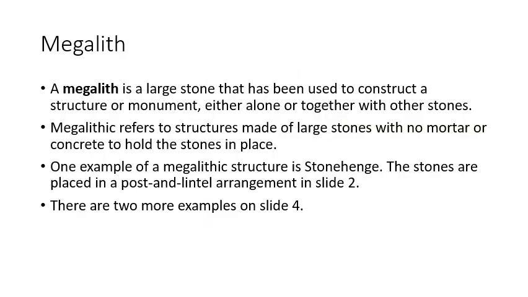Megaliths are stone structures or monuments that can be just a simple post and lintel kind of construction, or it can be something much bigger, as you saw in Stonehenge, where all these individual post and lintel structures were strung together. So there's generally no mortar or concrete to hold the stones together. They're just held into place by the weight of the stones. And we did look at the megalithic structure of Stonehenge in slide 2. We're going to look at two more examples on slide 4.